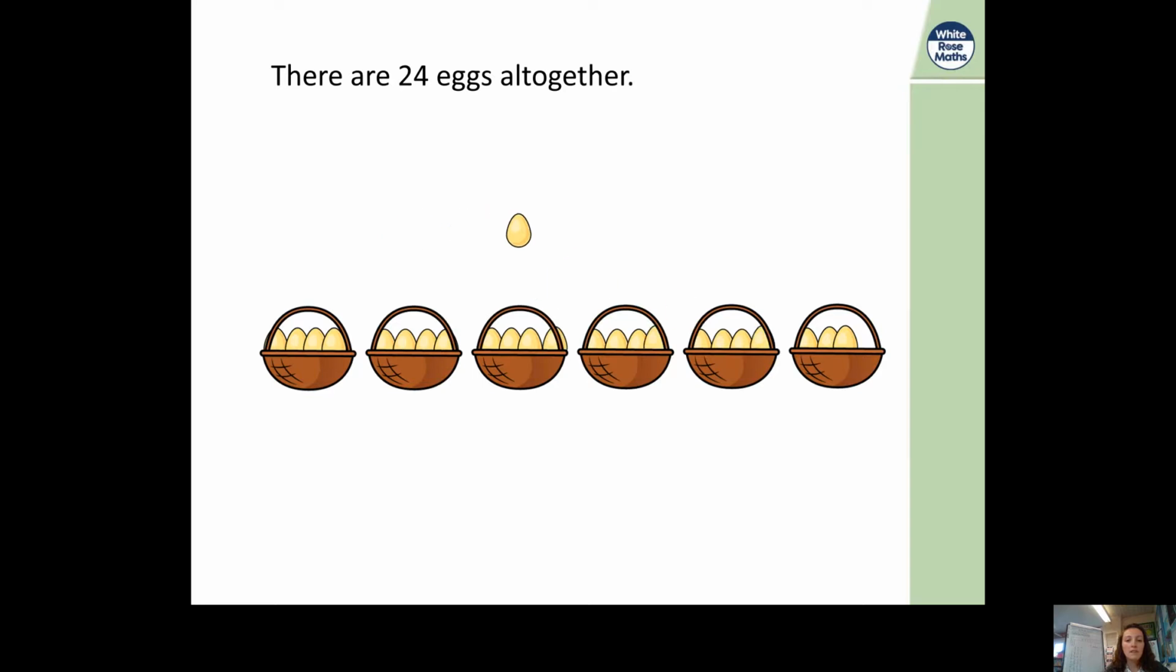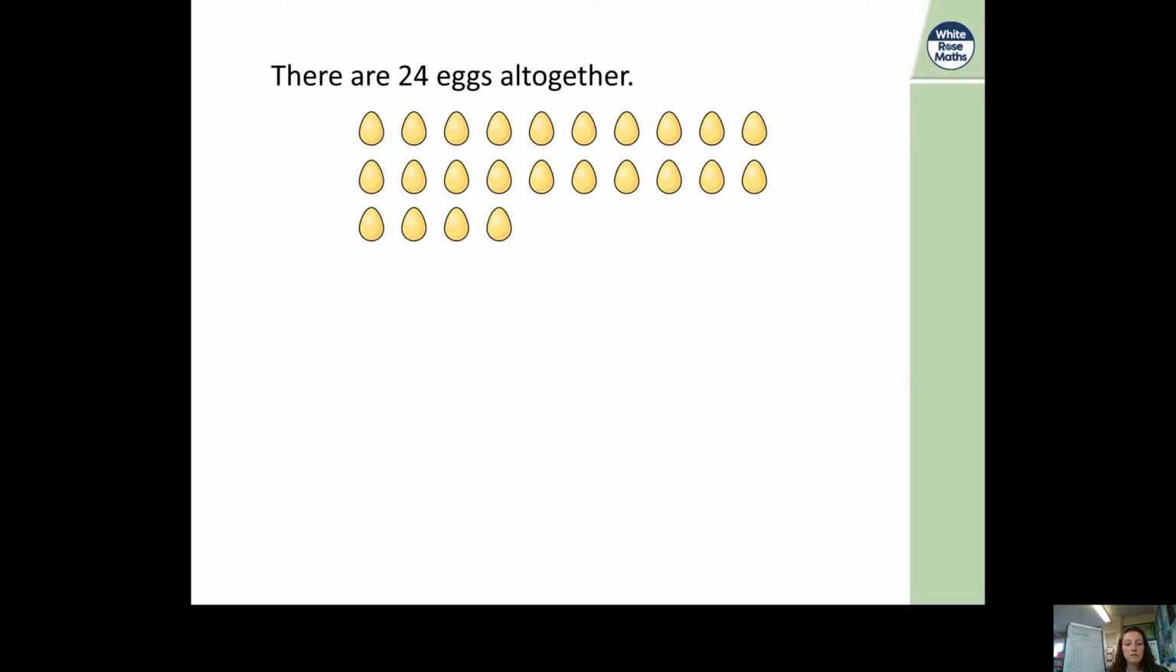So now you can see there are 4 eggs in each basket. So we're going to write a division to represent what we have just done. So we had 24 eggs and we shared them between the 6 baskets. And that left us with 4 eggs in each basket. So 24 divided by 6 equals 4.